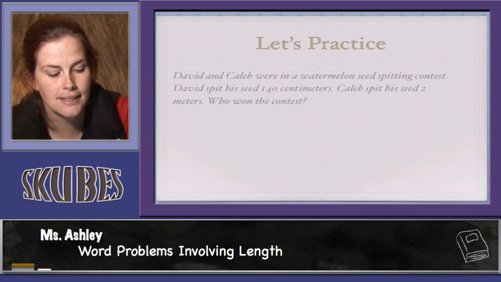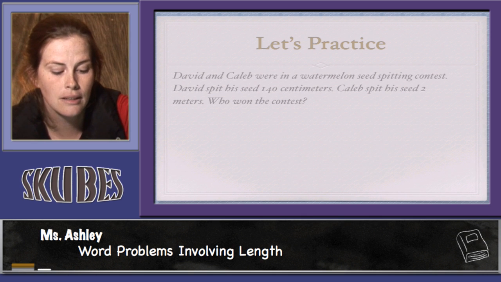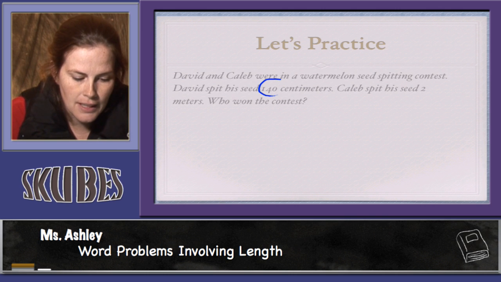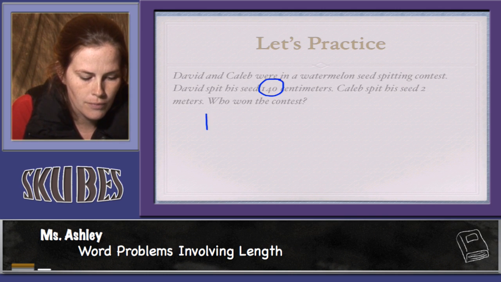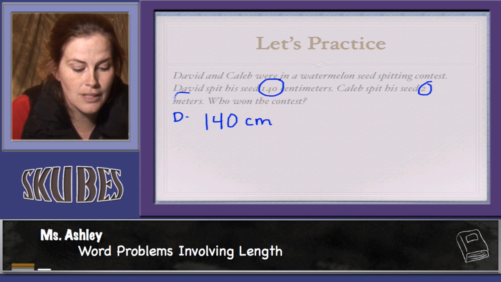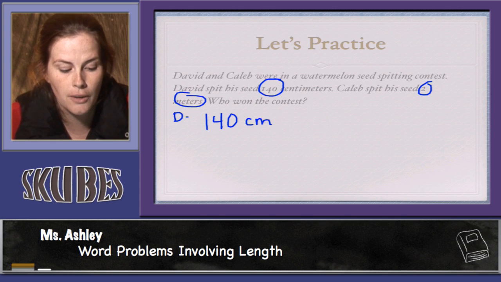All right, let's practice. David and Caleb were in a watermelon seed spitting contest. David spit his seed 140 centimeters. Caleb spit his seed 2 meters. Who won the contest? All right, so let's think about what we know. David spit his seed 140 centimeters. I'm going to put a D beside that. Caleb spit his seed 2 meters. This requires us to do a conversion here.